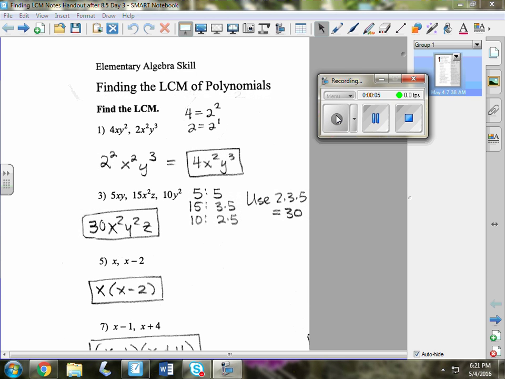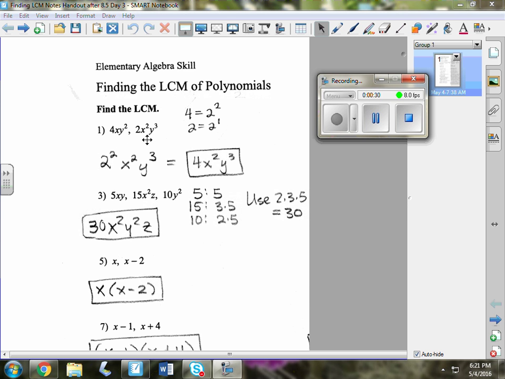We're going to look at finding the least common multiple of polynomials. So if these two polynomials were on the bottoms, in the denominators of fractions, we would need to get a common denominator to add or subtract those fractions, or to clear out the denominators from an equation where we're solving. So we always need to find this common denominator. How do we do that?